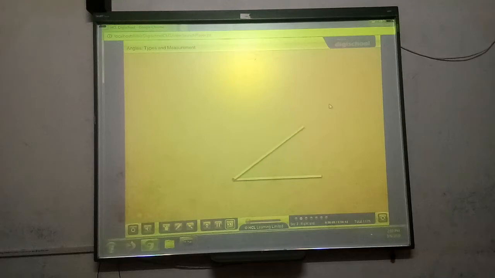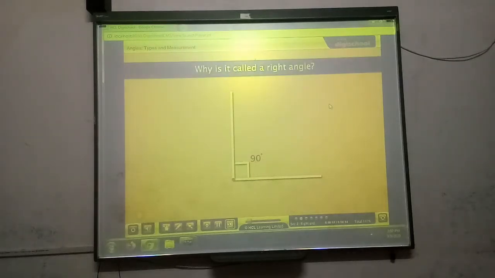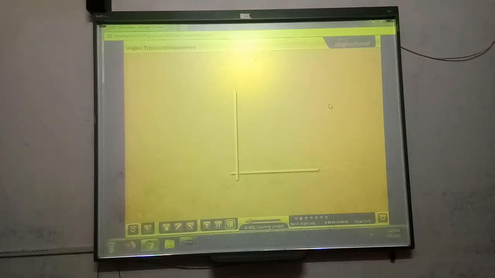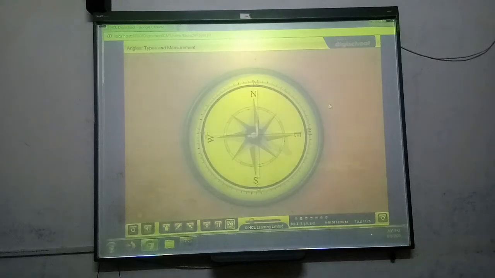Let's begin with one of the most common angles that we see, the right angle. Why is it called a right angle? Try this activity and you'll see why. You are already familiar with directions: east, west, north, and south. Here is a big compass. Suppose you are standing at the center facing north. What would you do if you needed to turn east? Turn right or take a right angle turn?